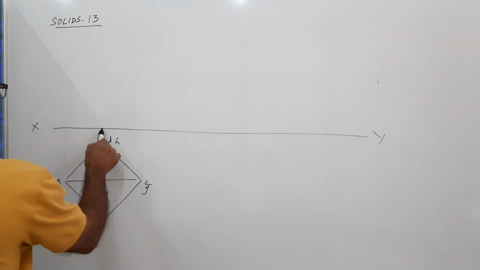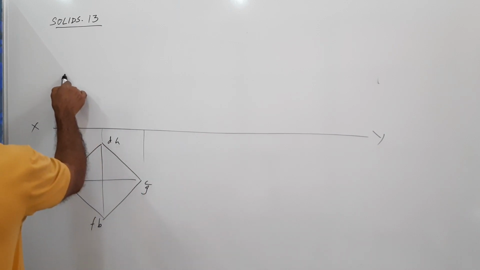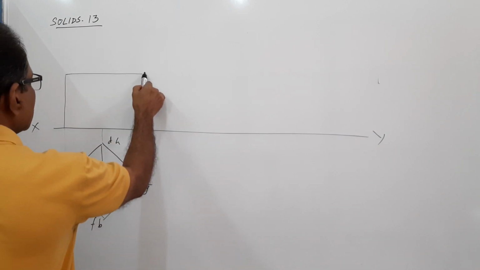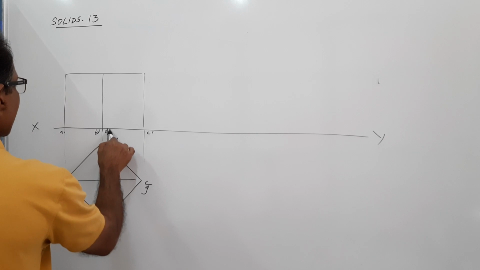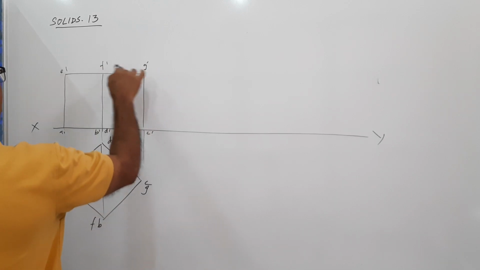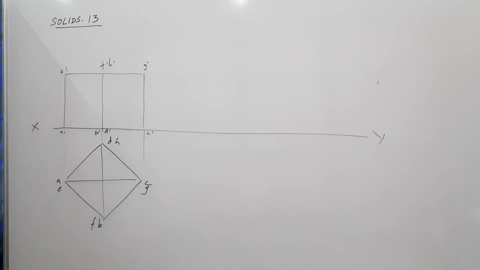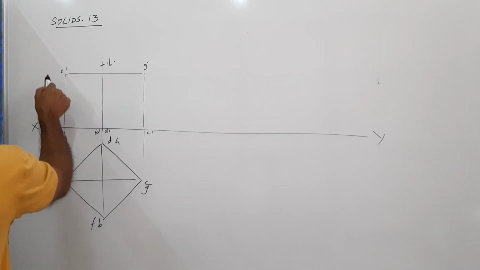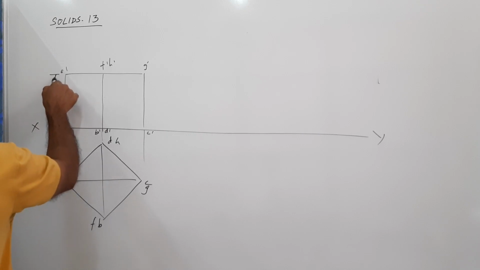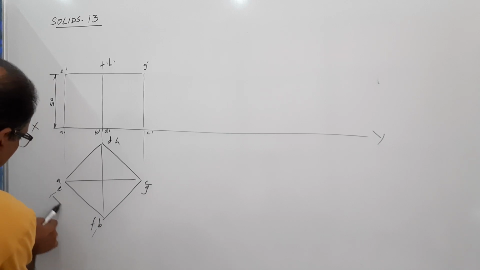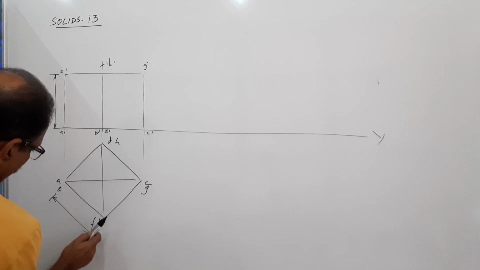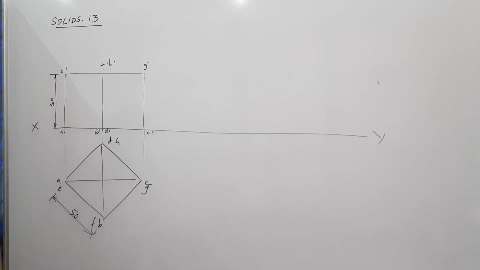Now this is the elevation. The elevation of the cube is a rectangle. A dash, B dash, C dash, D dash, E dash, F dash, G dash, H dash. This is 50, and that means this also is 50.